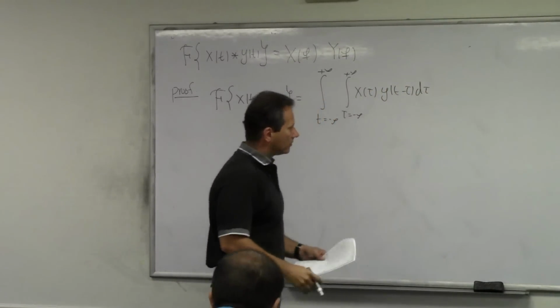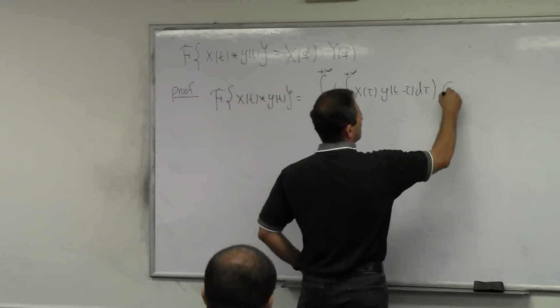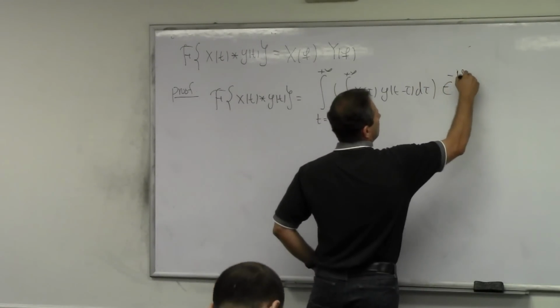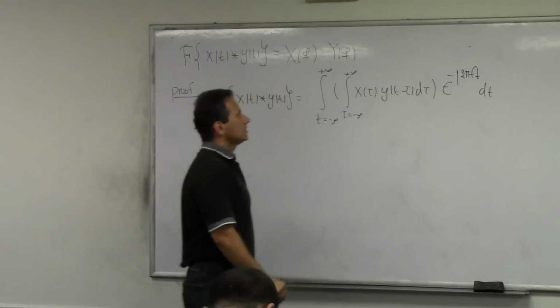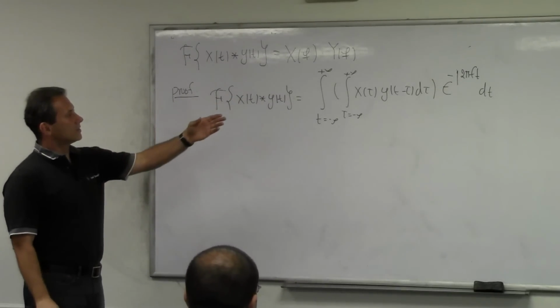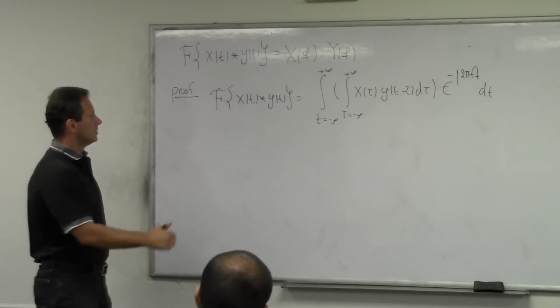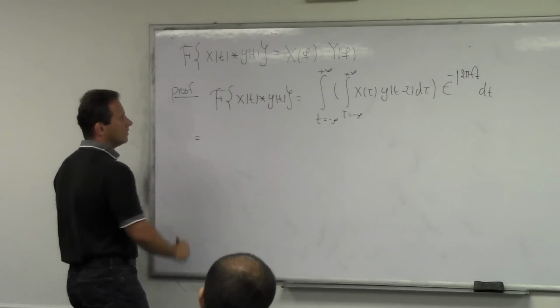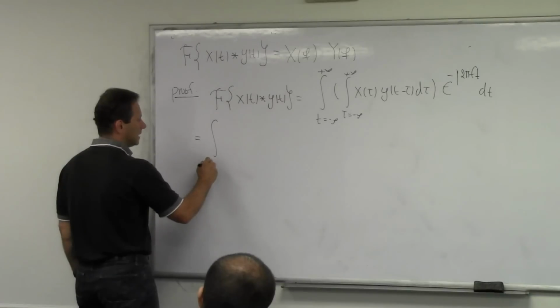So that's the end of my convolution. And then I need to put the Fourier part. So it's e to the minus j 2 pi f t dt. So that's the starting point. And just like in many other proofs, we actually continue by changing the order of how we integrate stuff. So instead of integrating first over tau and then over t, let me integrate tau on the outside.